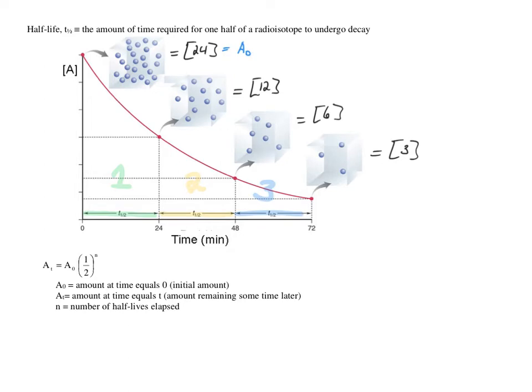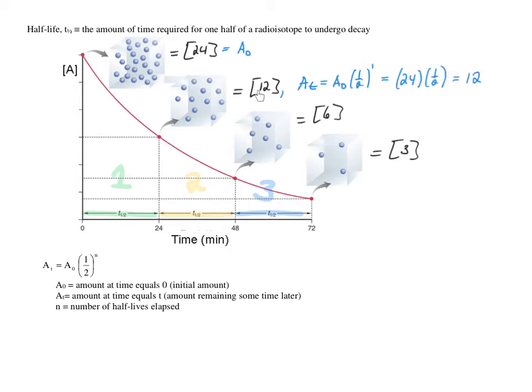Let's look at this mathematically. Mathematically, we can represent this as A of t is equal to A0 times 1/2 raised to the n power. Okay, A of t is the amount that we have at a given moment in time. A0 represents how much we have at the start. So if we look at our cartoon, we see A0 is going to be equal to 24.